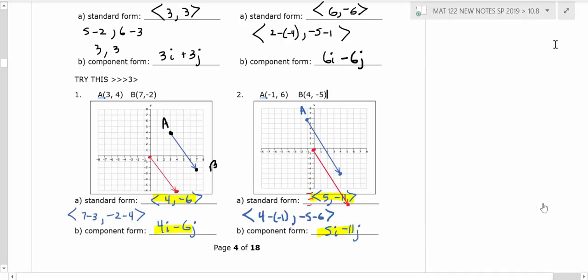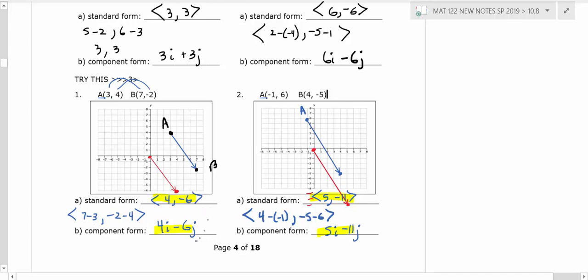Okay, so here's what you should have had. On problem number 1, your original point is (3, 4). Second point is (7, -2). So if you want to find the standard form, you just do 7 minus 3, and then -2 minus 4, so you should have got (4, -6) as the standard form of your vector. And in component form, you say 4i minus 6j.